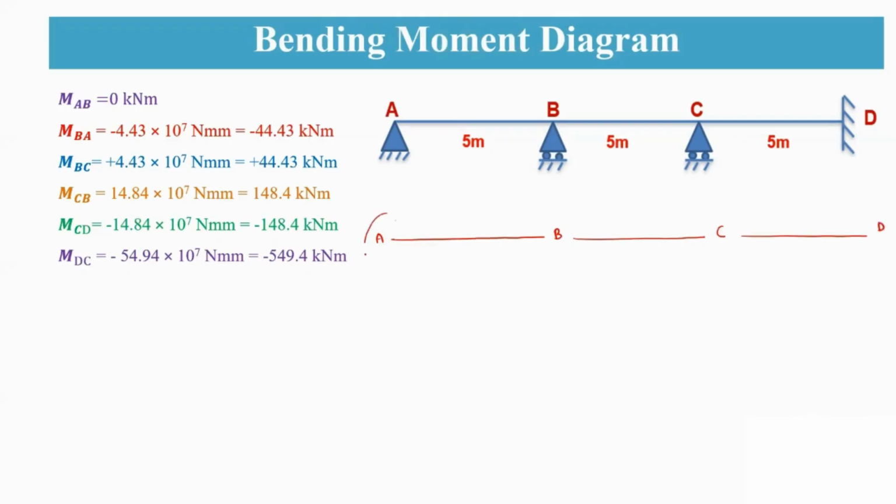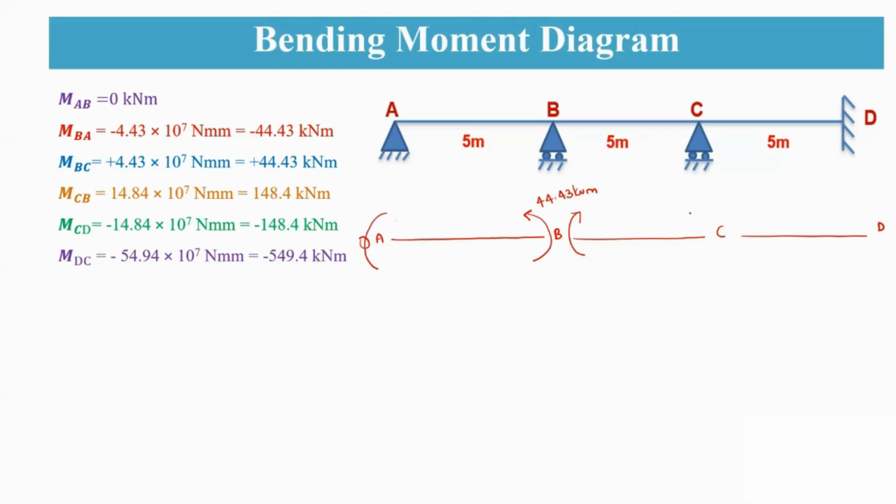For AB, first we'll note the points B, C, and D. For AB, this moment is 0. For BA, you're having an anti-clockwise negative value, so it should be in anti-clockwise direction. And for BC, you're having a positive value, so it is in the clockwise direction. Both are 44.43 kilonewton meter.